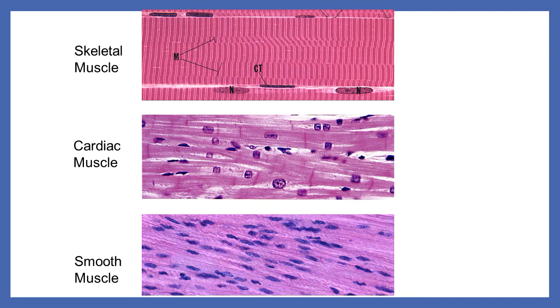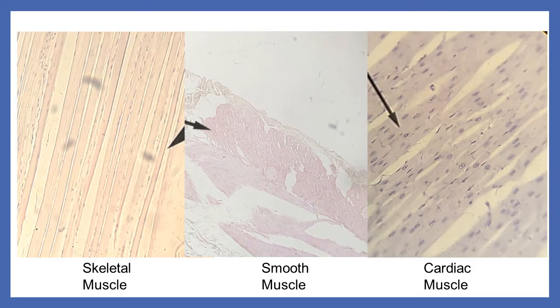Here is skeletal muscle on top, cardiac muscle in the middle, and smooth muscle on the bottom. This is what we would see on the slides in lab. Skeletal muscle on the left, smooth muscle in the middle, and cardiac muscle on the right. Skeletal muscle, you see, has those straight lines of its muscle fiber cells, whereas the cardiac is branching and has a lot more nuclei throughout it. All right, now that we've looked at the histology, let's go to the skeletal muscles themselves.